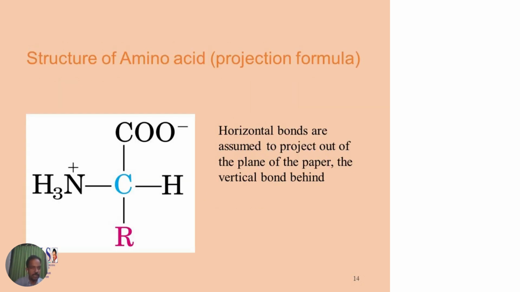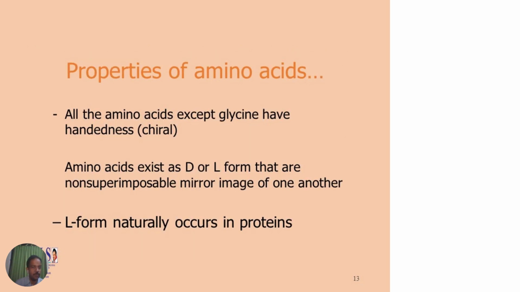So this is the basic structure of the amino acid. As I told you, it is based on Fischer's projection rule. You have the positive charge and the negative charge. The properties of amino acids are, except glycine, they are chiral in nature. Amino acids exist as D form and L form that are non-superimposable mirror images of one another. L form occur naturally in proteins.